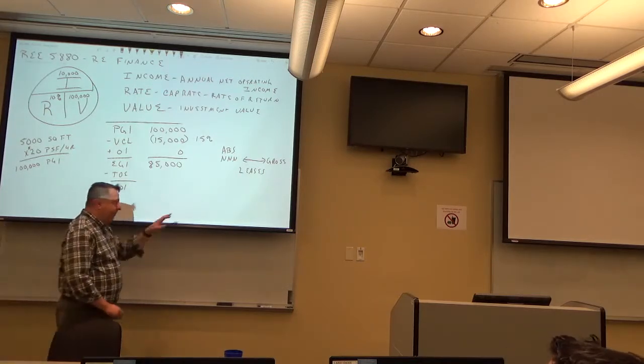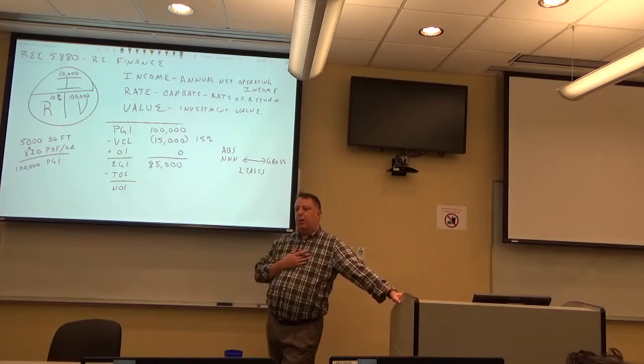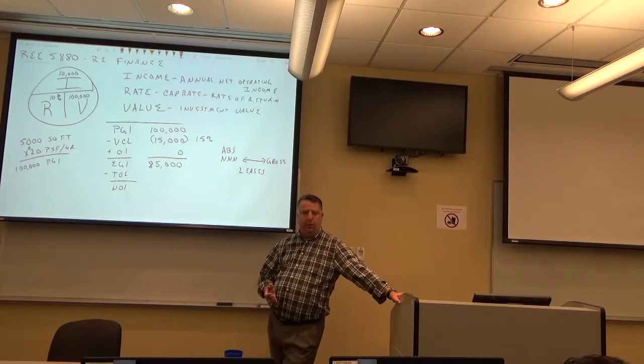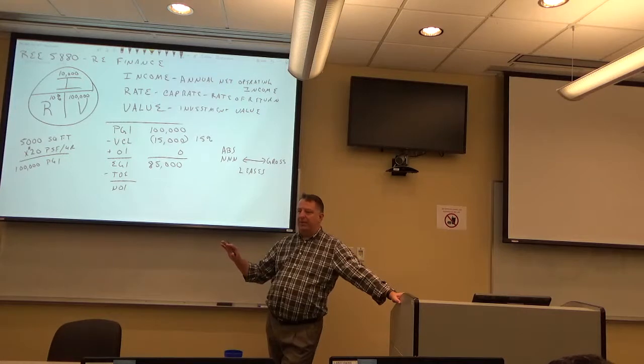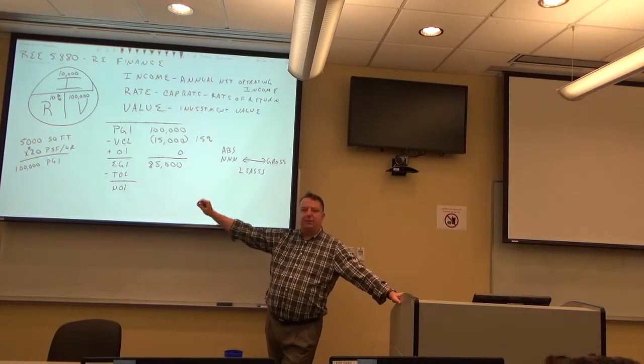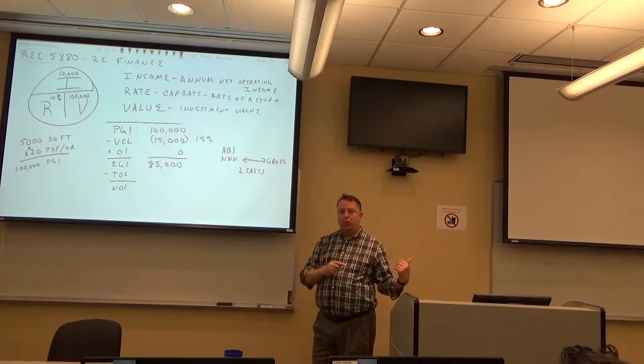The idea behind the absolute triple net is that you have an investor who simply wants to collect a check every month. They don't want to ever be bothered with anything, ever. They're never going to get a phone call from the tenant. You send a check to a lockbox, they pick it up, they cash it, that's it. Does that make sense?